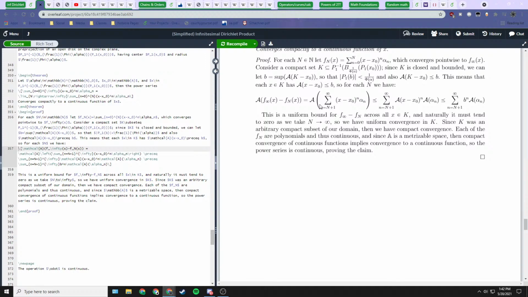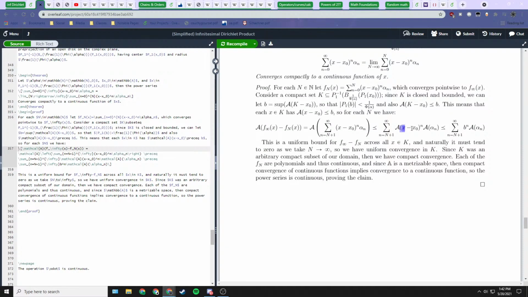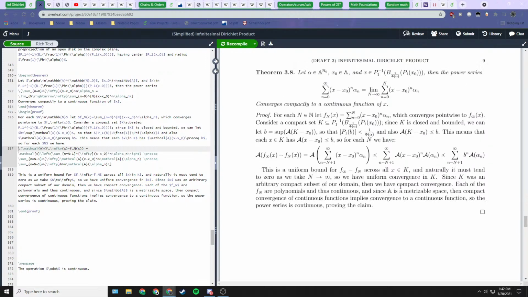The absolute value of this is bounded by the sum of the absolute values, and also the product of the absolute values, by the triangle inequality and sub-multiplicativity. Then in this summation, because we have the absolute value of x minus x0 bounded by b, we can just replace this whole term with just b to the power n. So this is a uniform bound.